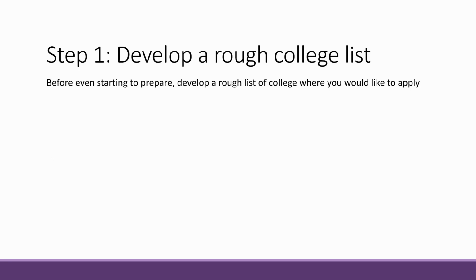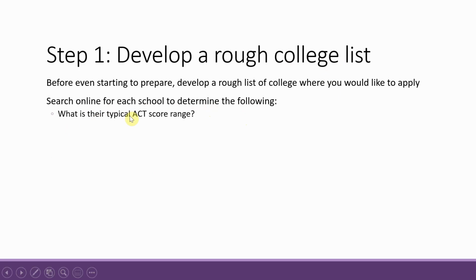Step 1. Before you ever do anything with the ACT, develop a rough college list of where you might want to apply. You don't have to know exactly where you're going, but there's a few things that you should try to know. So for each school, go online and figure out the following things. What's their typical ACT score range? You can just Google that and it'll give you a range of typically what scores their applicants have, or at least those they accept, their current students. This is what's going to tell you what score range you actually want to target.